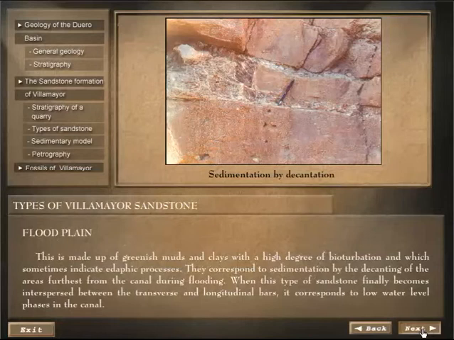Floodplain. This is made up of greenish muds and clays with a high degree of bioturbation, and which sometimes indicate edaphic processes. They correspond to sedimentation by the decanting of the areas furthest from the canal during flooding. When this type of sandstone finally becomes interspersed between the transverse and longitudinal bars, it corresponds to low water level phases in the canal.